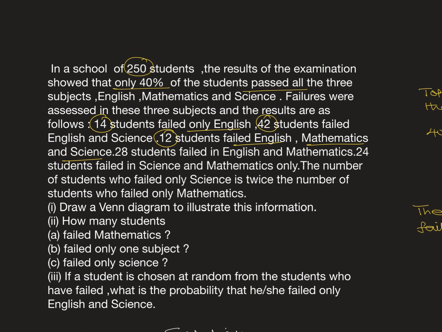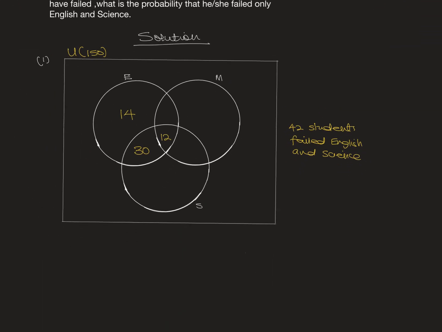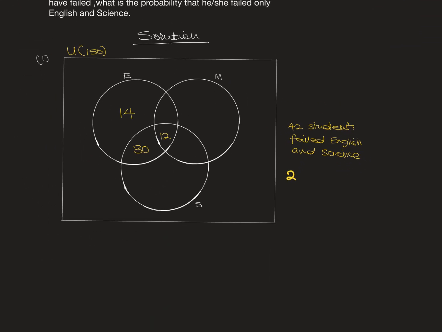All right. Moving on, it says 28 students failed in English and mathematics. 28 students failed in English and mathematics. Did it say only? No, it did not include the word only. So which means that is the total number of students who have failed English and mathematics. 28 students. Okay? 28 students failed English and mathematics.